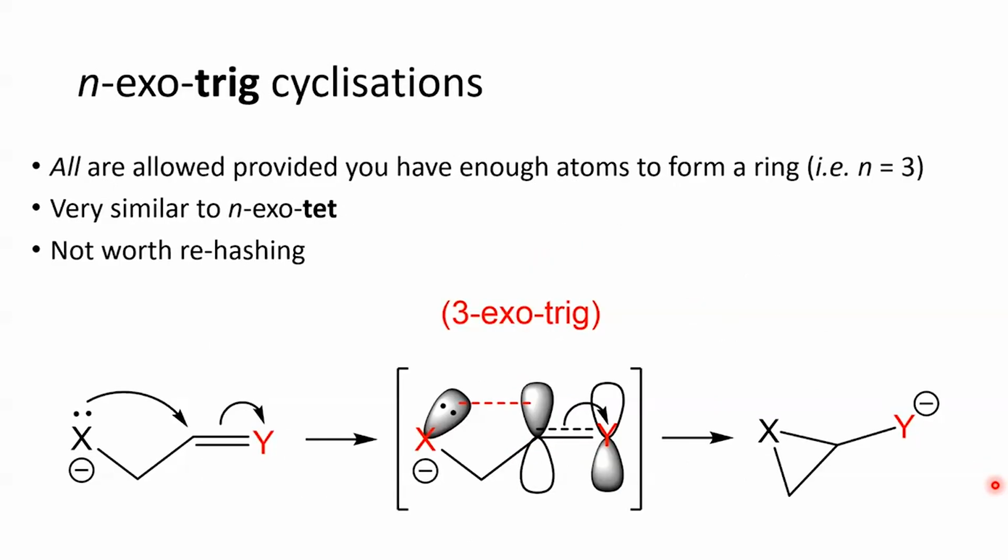N-exo-trig cyclizations. All of these are allowed provided you have enough atoms to form a ring. So the N has got to be 3 or bigger. Very similar to the N-exo-tet that we discussed earlier. It's not worth rehashing beyond that. I've just shown a simple example down here, giving us our strained 3-membered ring product.